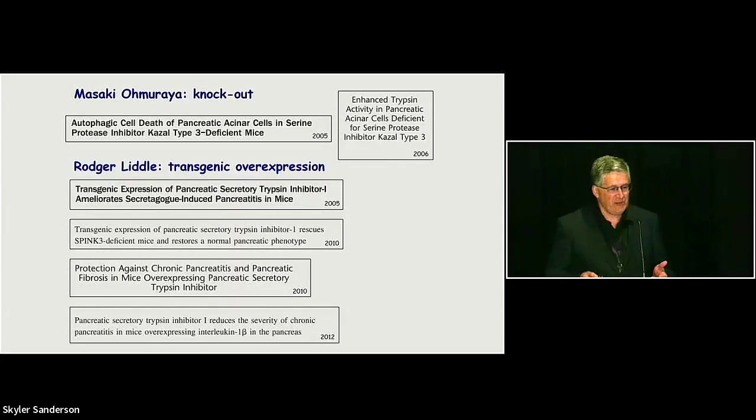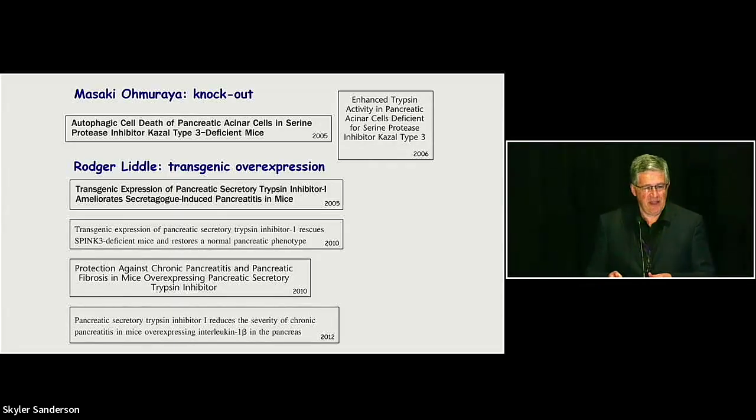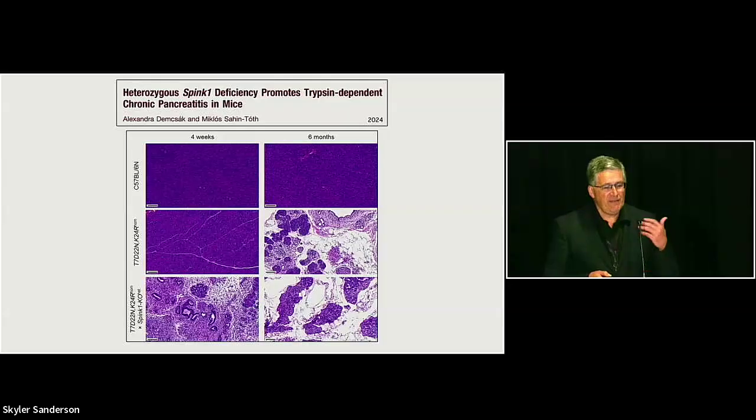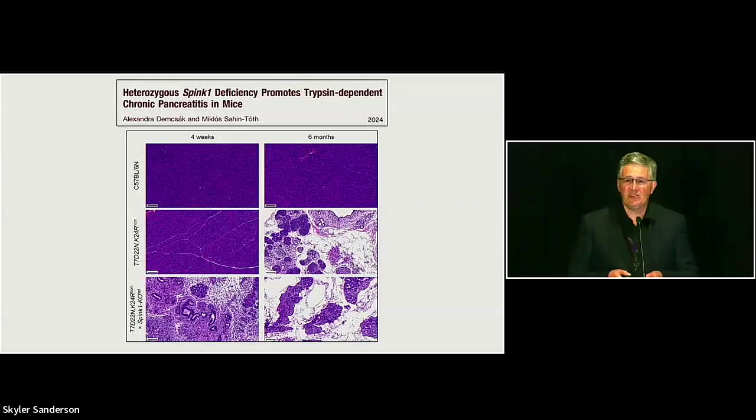And then Roger Little's laboratory did a whole series of transgenic overexpression demonstrating protection. I think some of these strains may have been lost since that time, but there are newer strains which we can use. We developed a new knockout strain, and we focused on trypsin-dependent pancreatitis, because the early models did not test these strains in a trypsin-dependent setting.